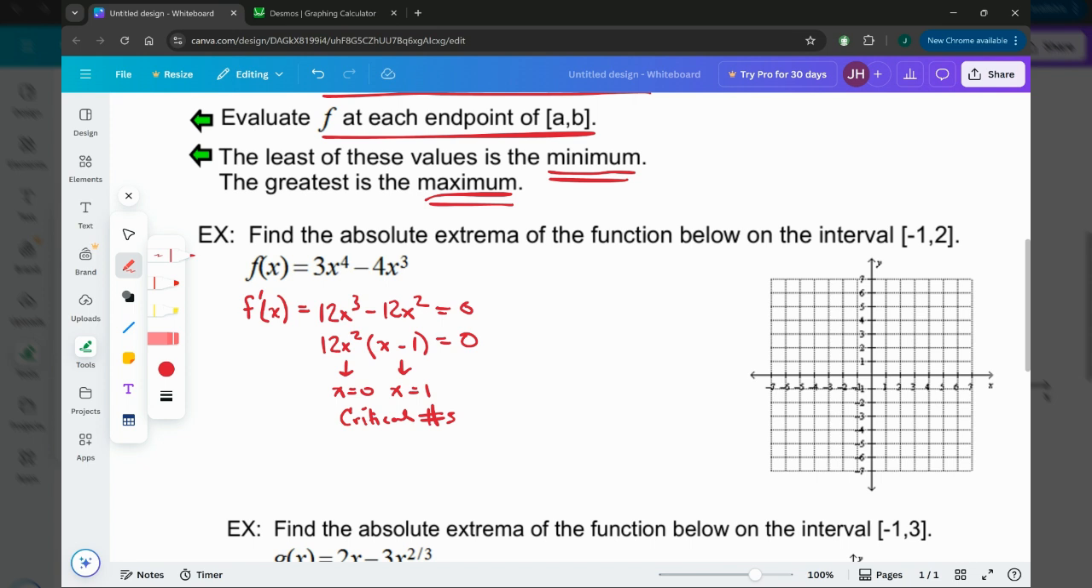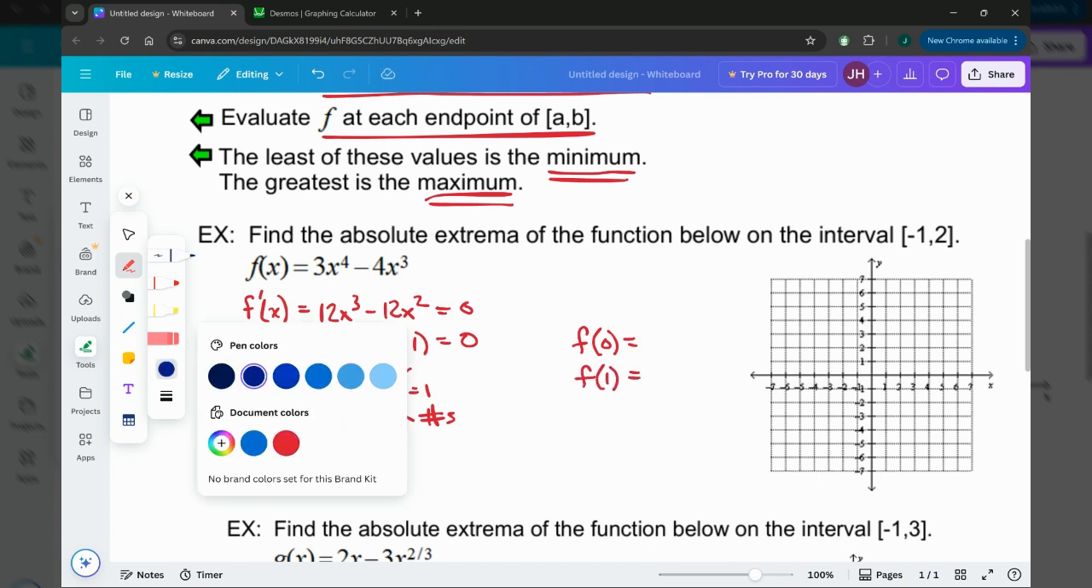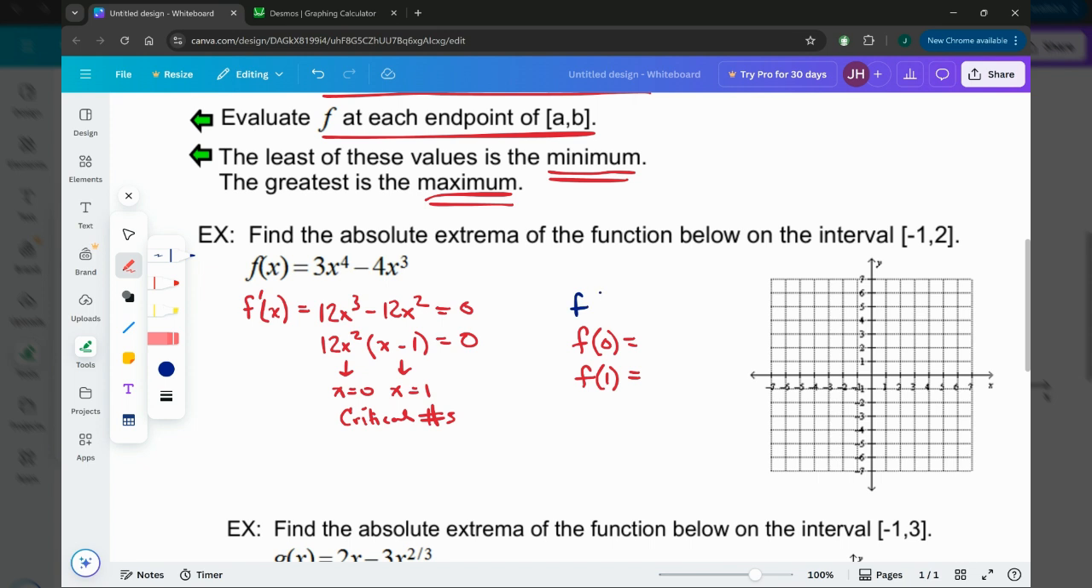Now here's what we're going to do. We're going to plug those two numbers back into my original function. But I am also going to plug back in the endpoints. I'm going to plug in -1 and I'm going to plug in 2. Because we said that absolute maxes and mins could be at the endpoints, or they could be at the relative maxes and mins, which could be at critical numbers.